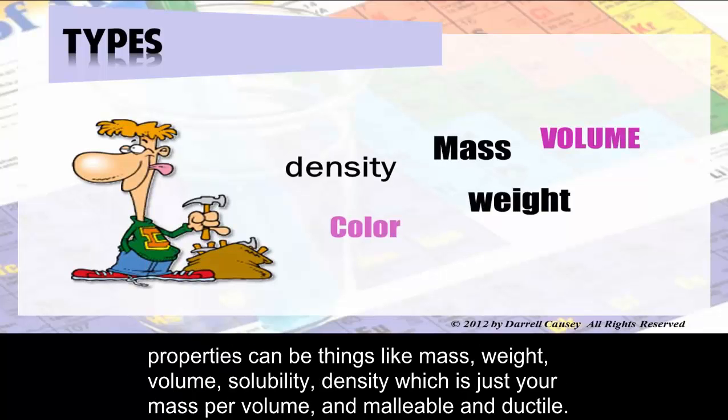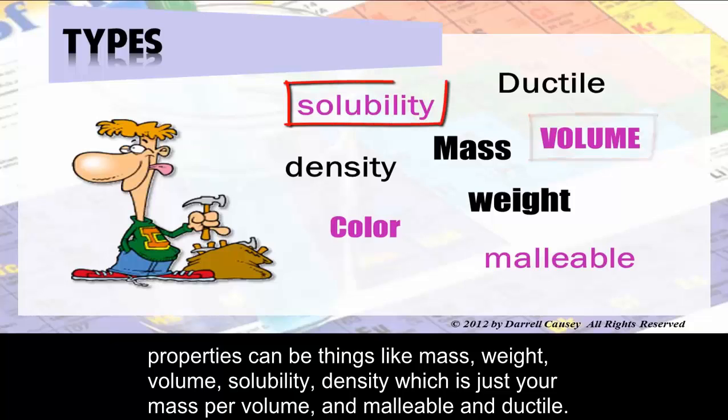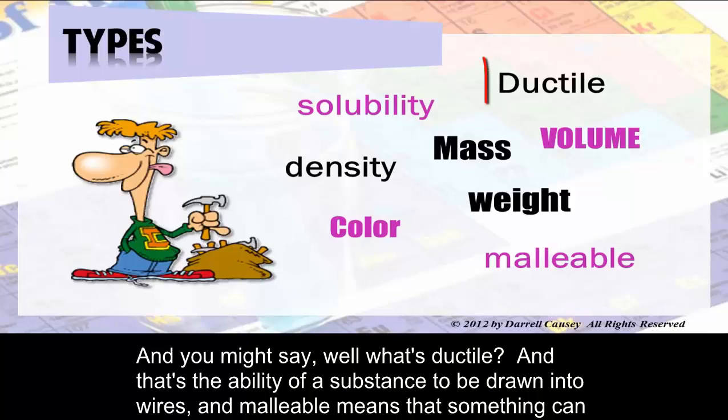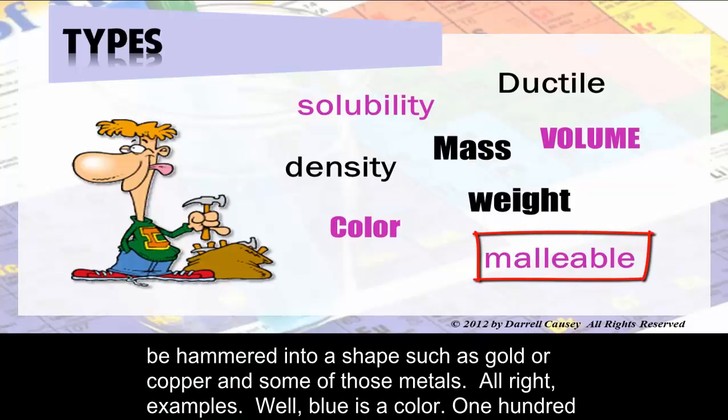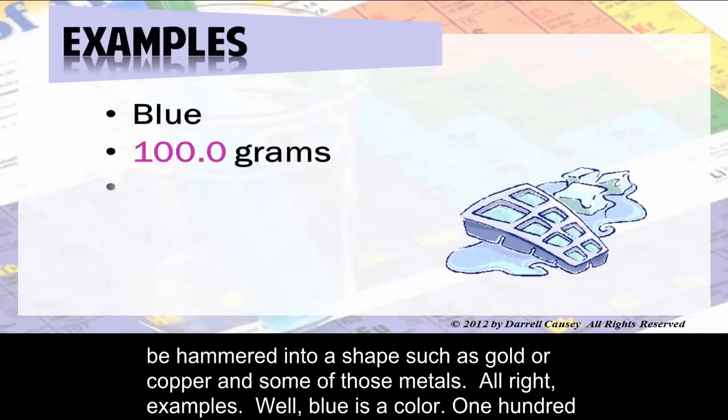Types of physical properties can be things like mass, weight, volume, solubility, density, which is just your mass per volume, and malleable and ductile. And you might say, well, what's ductile? And that's the ability of a substance to be drawn into wires. And malleable means that something can be hammered into a shape, such as gold or copper and some of those metals.